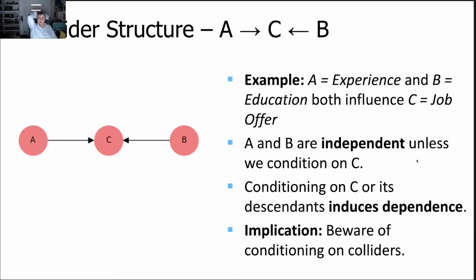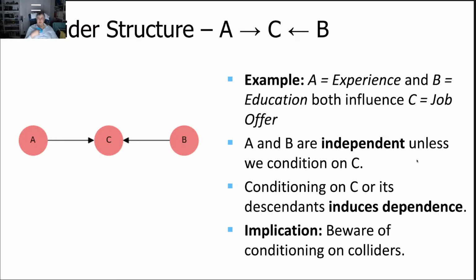The final structure we'll discuss today is the collider. Collider is a more irritating case because it can introduce certain problems. Because a collider is a case when A and B are initially independent, but if we condition on their common effect, they become statistically associated. This is called collider bias or selection bias.